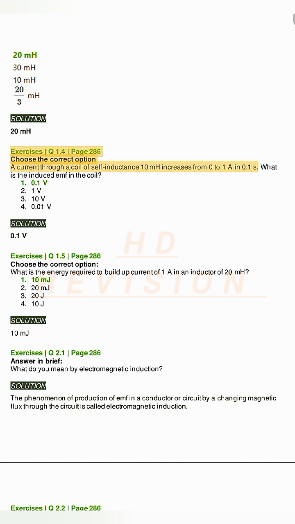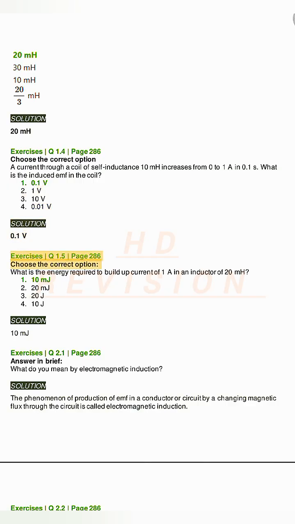Exercises Q1.4, page 286. Choose the correct option. A current through a coil of self-inductance 10 mH increases from 0 to 1 A in 0.1 s. What is the induced EMF in the coil? 1. 0.1 V, 2. 1 V, 3. 10 V, 4. 0.01 V. Solution: 0.1 volts.